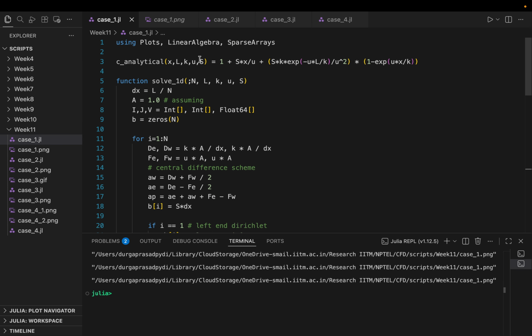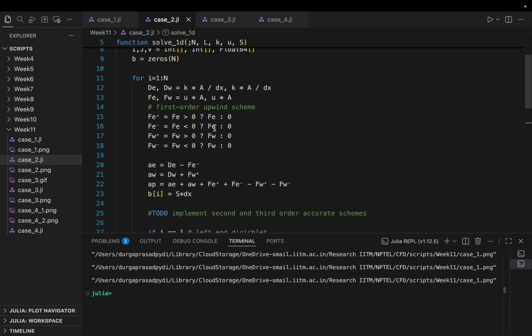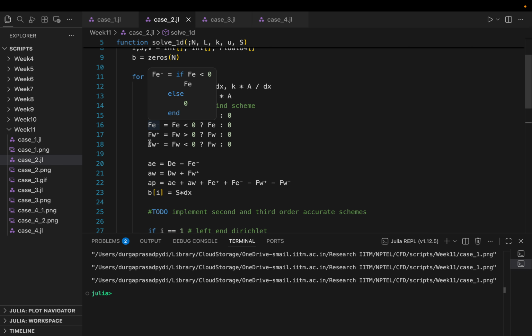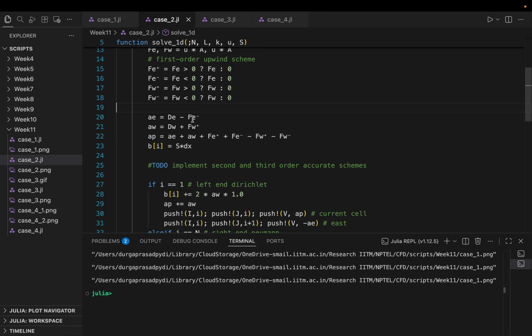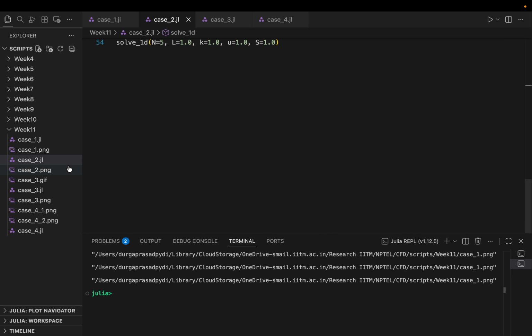Now, as I said, if you want to move to upwind, the only thing that is changing is how these coefficients are calculated. So let's see that also. So in the upwind scheme, we have Fe plus, Fe minus, Fw plus, Fw minus. So Fe plus is basically the value of Fe if Fe is positive, otherwise it will become 0. Similarly for all other coefficients. And then we have these things. Everything else remains the same. So the point, and then the solution, if I compare.